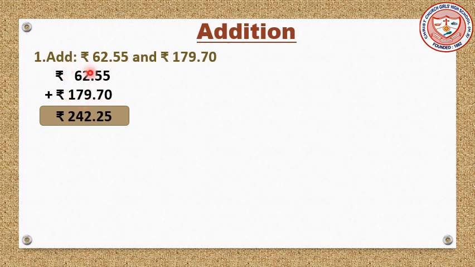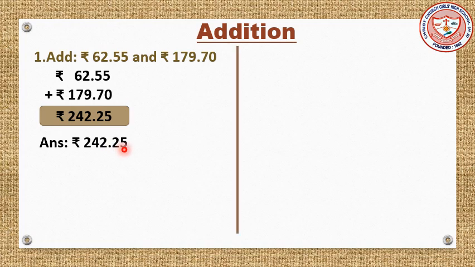So now in the rupees column we have rupees 62 plus rupees 179 plus rupees 1, that is the carried one, right? So it gives us rupees 242. Clear? So girls, our answer is rupees 242.25. Clear?